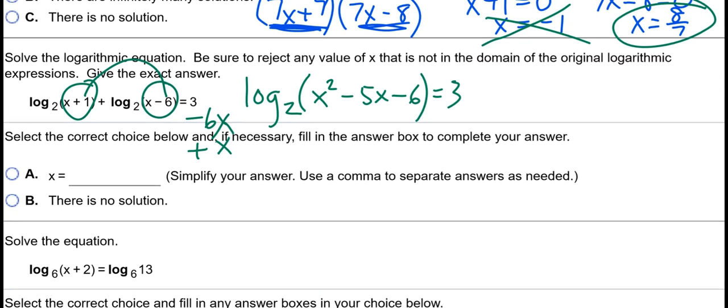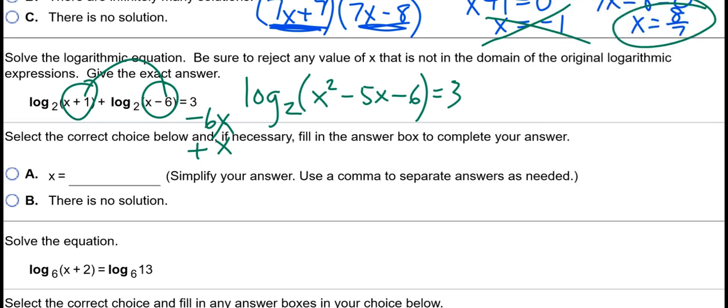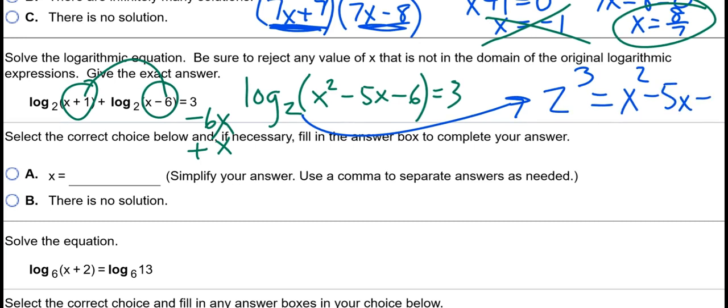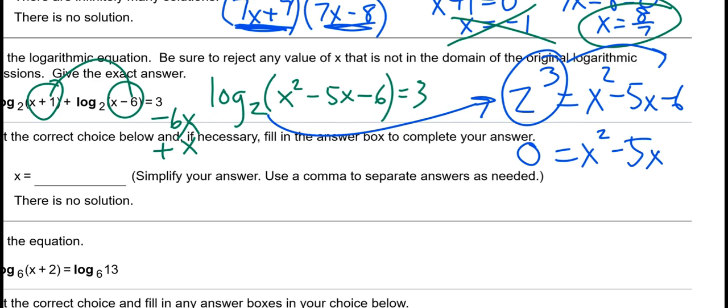So rewrite it in its other form. What's the base? 2. What's the exponent? 3. And it's equal to that other side, x squared minus 5x minus 6. And so this 2 to the third is 8. If we move it to the other side, we would get something like this. X squared minus 5x minus 14. And we could factor this one. I'm sure this one factors a little bit nicer than the last one. Minus 7 and plus 2.